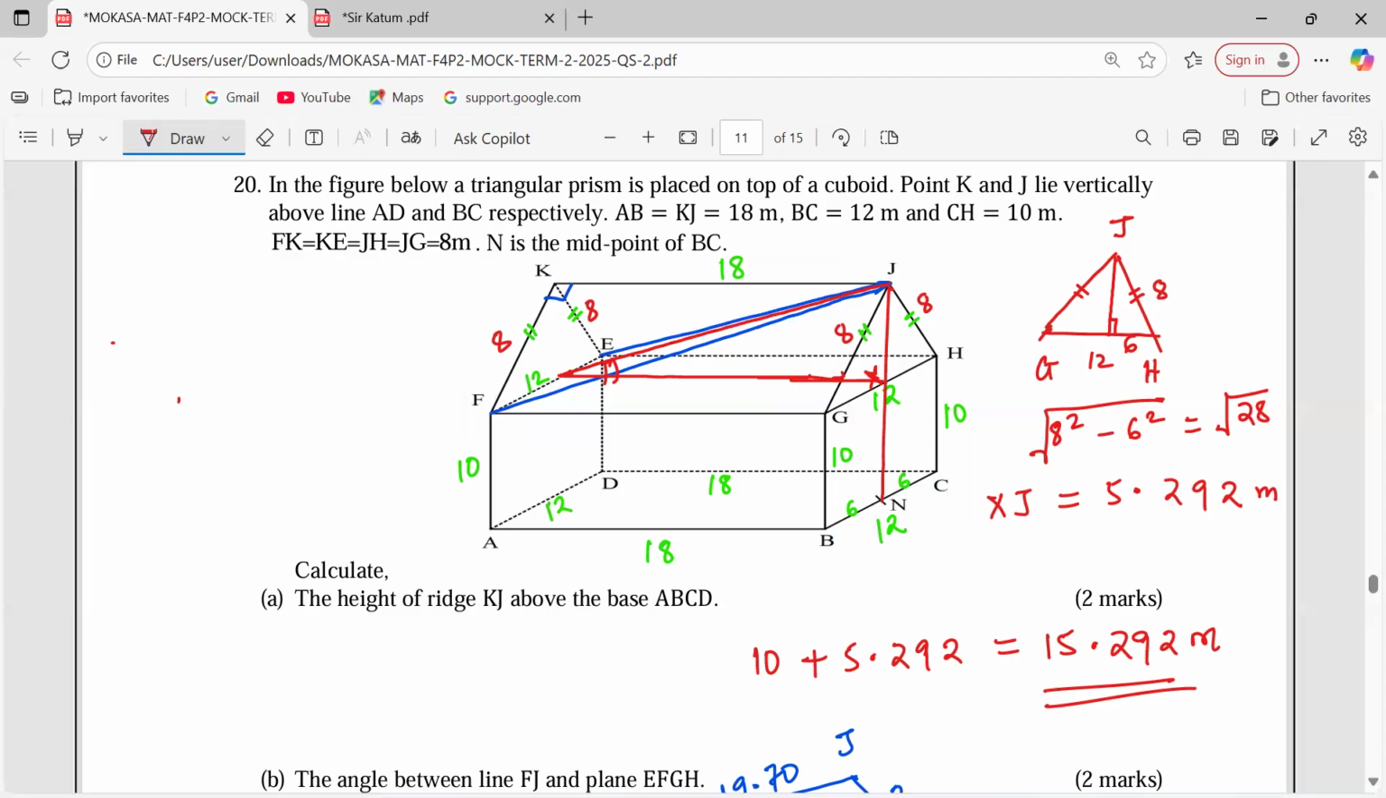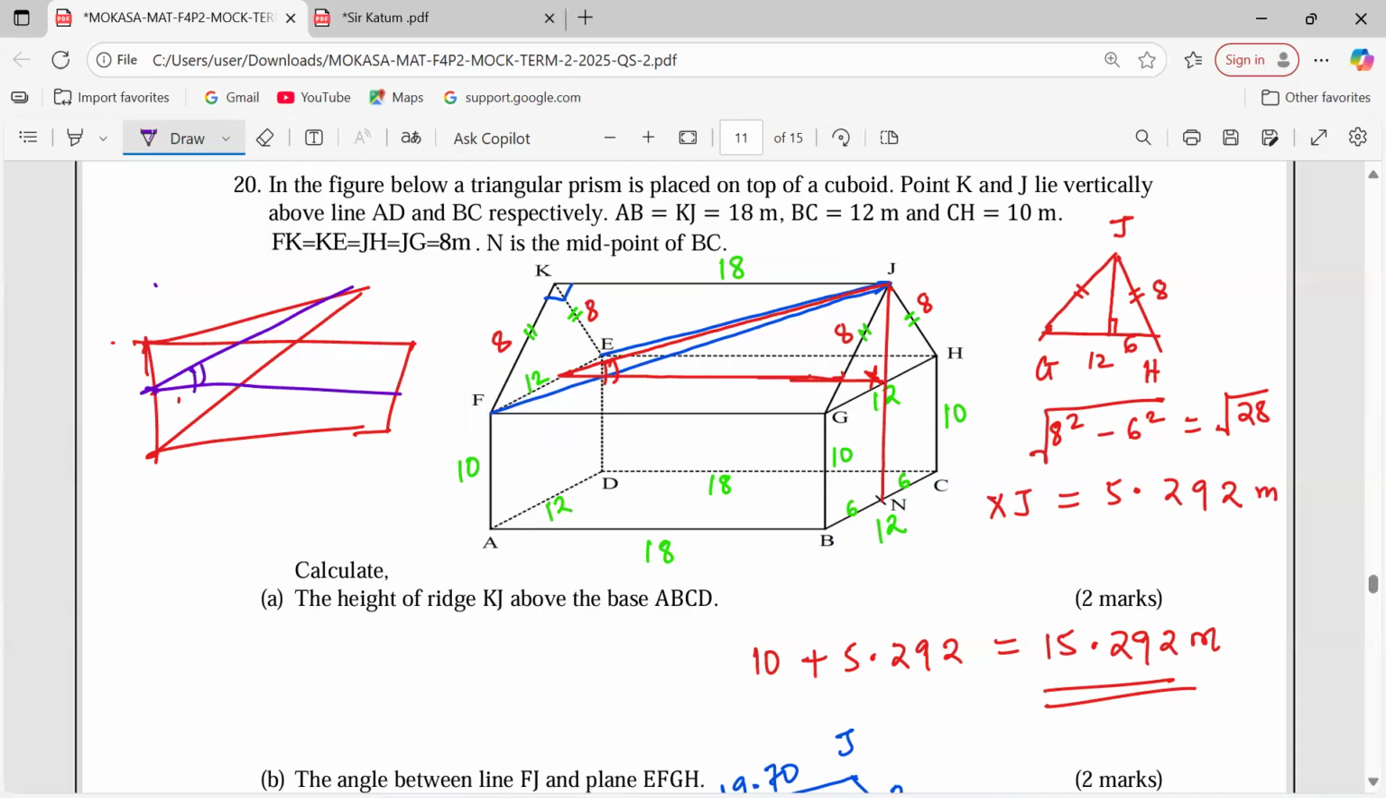If we have a plane like this and another one at the base like that, we need the angle that passes through here and the angle that passes through the middle of this. So that's the angle we need. That is the particular angle that we need.